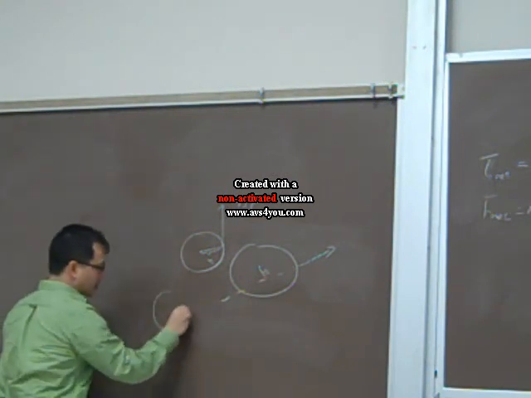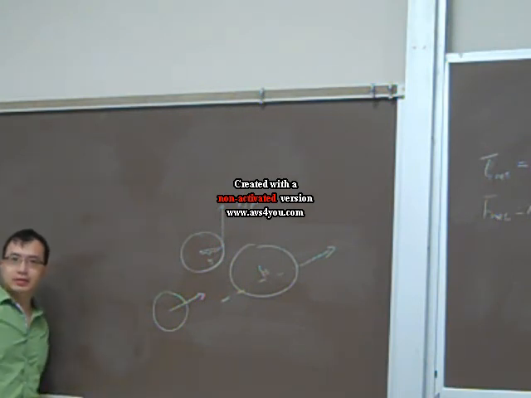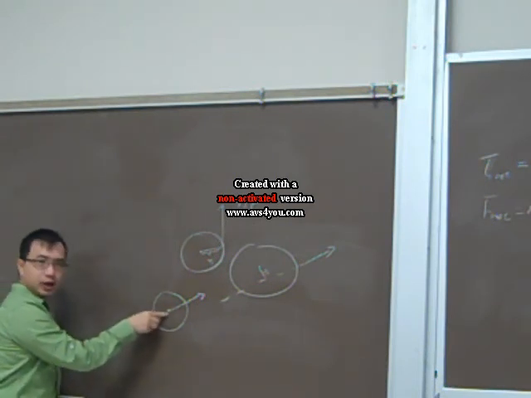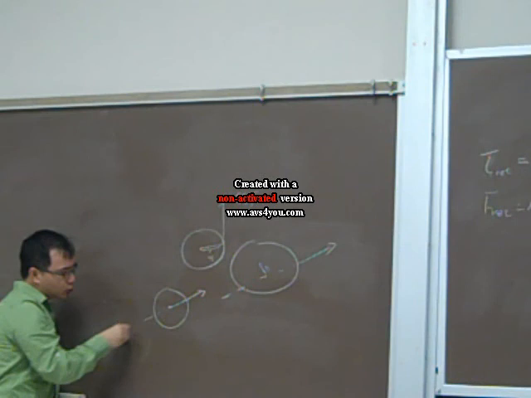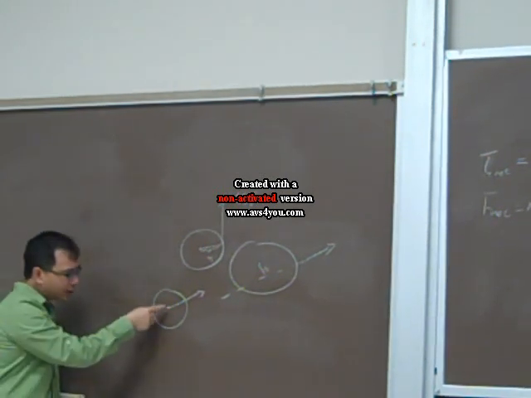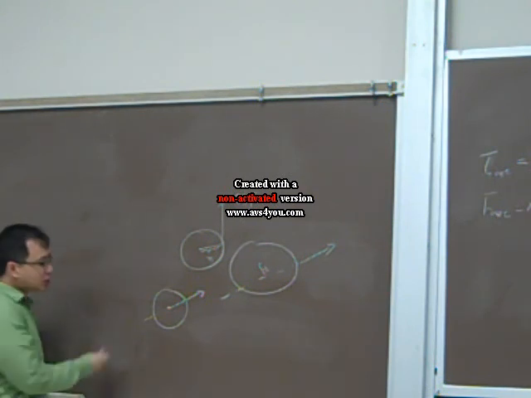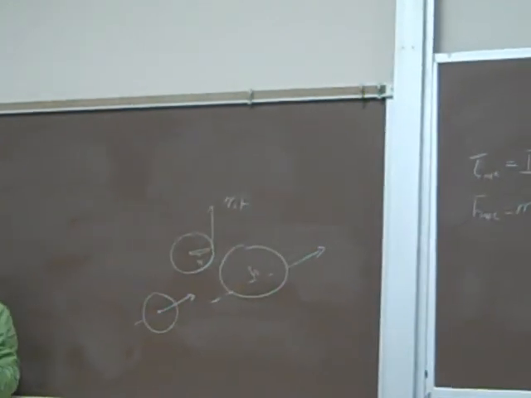Now, think about this case. If the force goes through the center of the rotation, how can you draw the R perpendicular? By definition, it's the distance from the center to the straight line of the force. In this case, what is that distance? 0, right? So this is a very important special case. If the force goes through the rotational center, then the torque produced by the force will be 0.